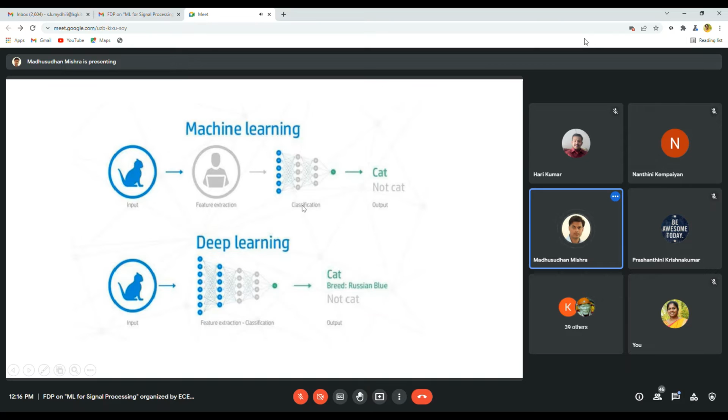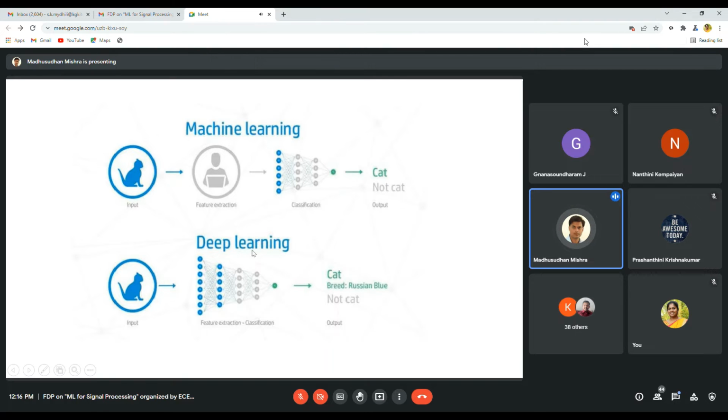This may be supervised classification, unsupervised classification, or it may be a neural network. So any kind of classifier we can use, and we can classify whether it's a cat or not, whether the signal is able to get classified or not.